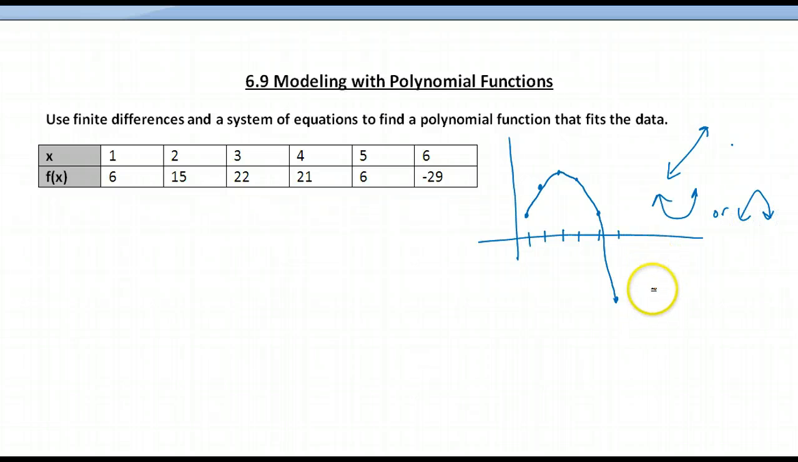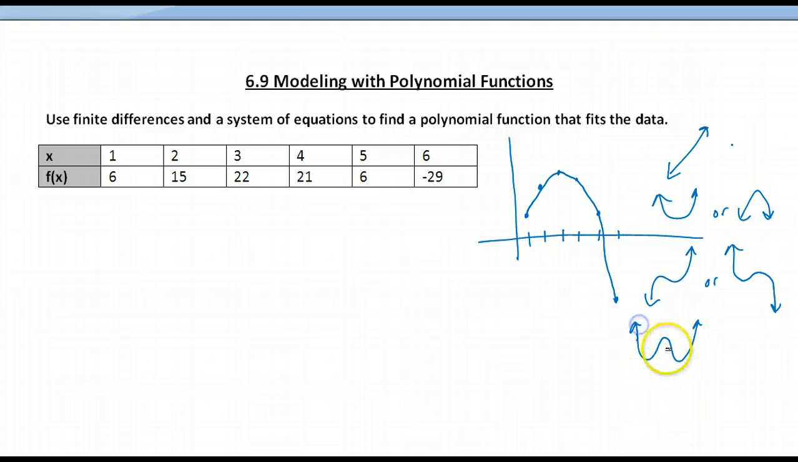Is it a cubic polynomial? Are we seeing just part of the cubic polynomial? Or is it quartic? Are we seeing just a part of the quartic polynomial? So we need to figure out what kind of polynomial we're working with. To do that, we're going to look at the finite differences.